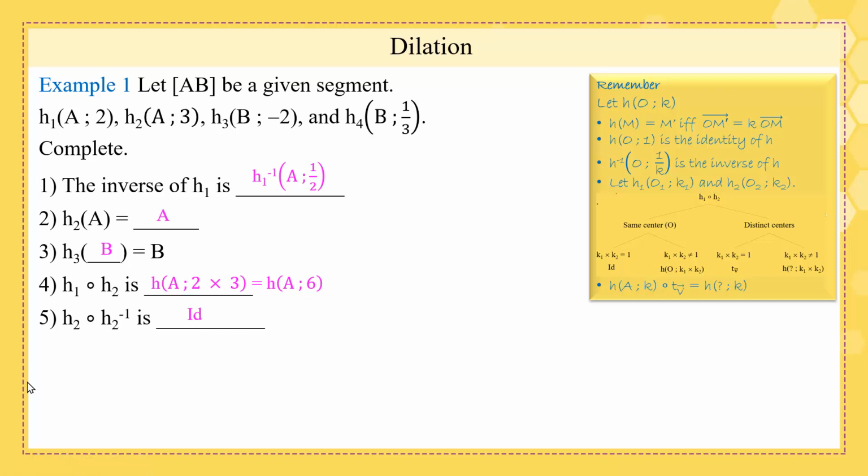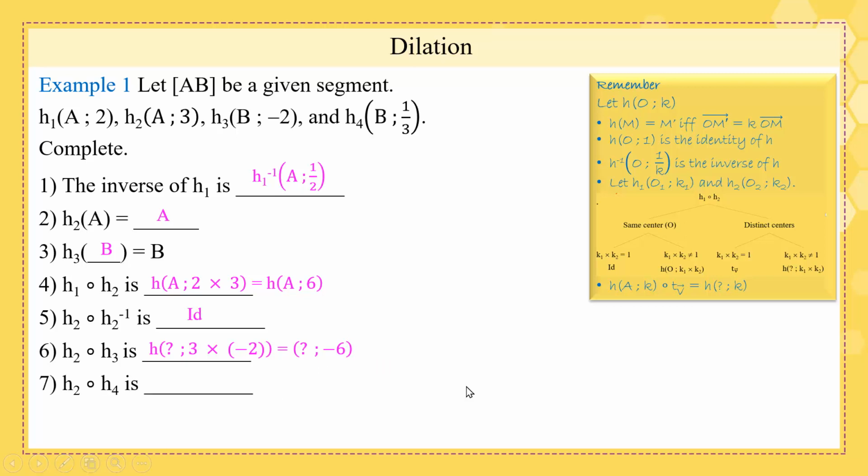And all the rules here are mentioned in the table to the right. Now, part 6. The composite of H2 and H3 is, yes, as you said, a dilation of center to be determined because H2 and H3 are of different centers, and the ratio is the product of their ratios, 3 times -2, so it will be -6.